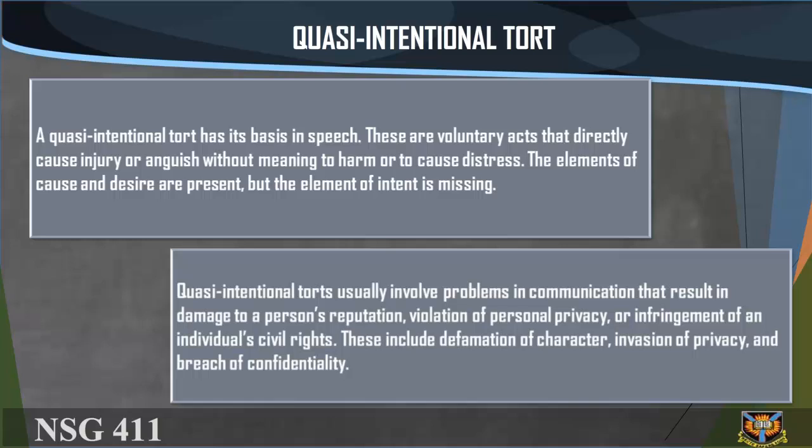Quasi-intentional torts usually involve problems in communication that result in damage to a person's reputation, violation of personal privacy, or infringement of an individual's civil rights. These include defamation of character, invasion of privacy, and breach of confidentiality.